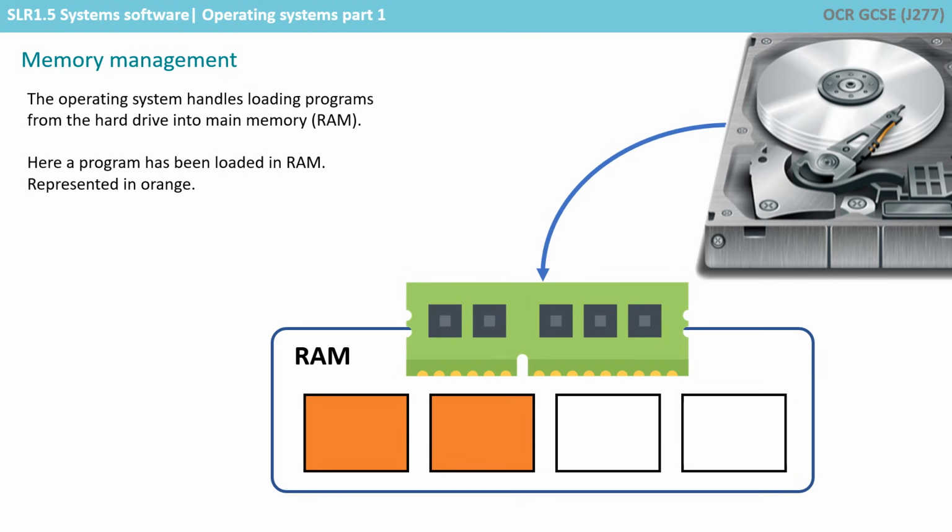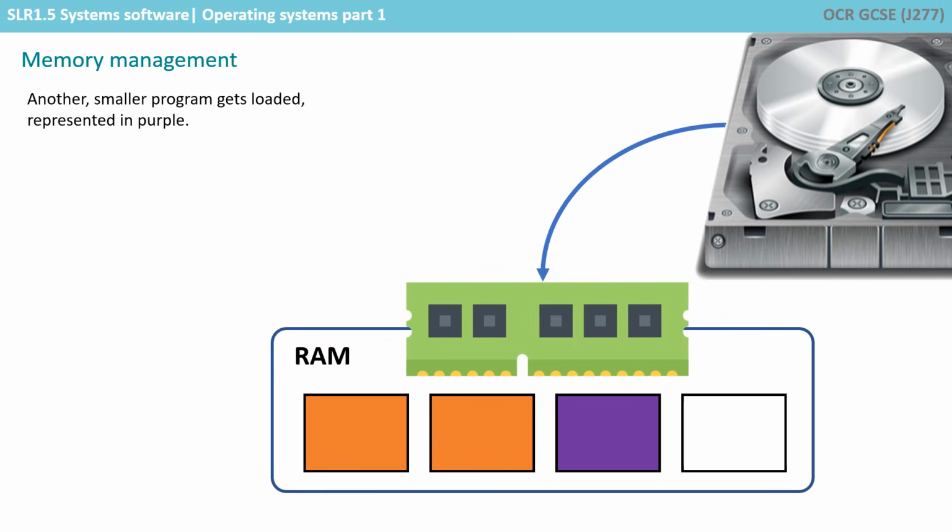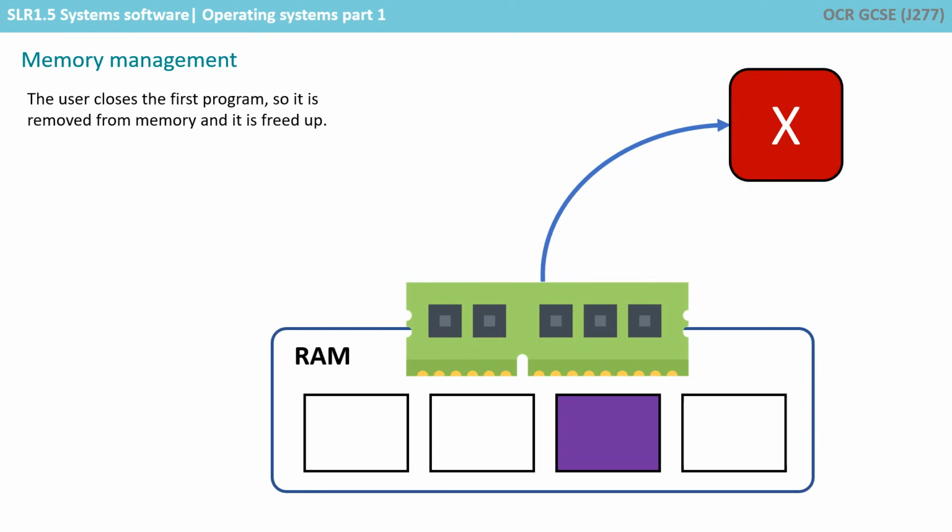Now, in order to manage multitasking, the operating system also has to manage the memory very carefully. So when a program is loaded from the hard disk, it's put into a specific place in the RAM, decided by the operating system. Here in this illustration, we can see two orange squares representing the size of a program that's just been loaded into the RAM. Another smaller program gets loaded, represented by the purple square. The user now may choose to close the first program, so here we can see the orange squares have disappeared.